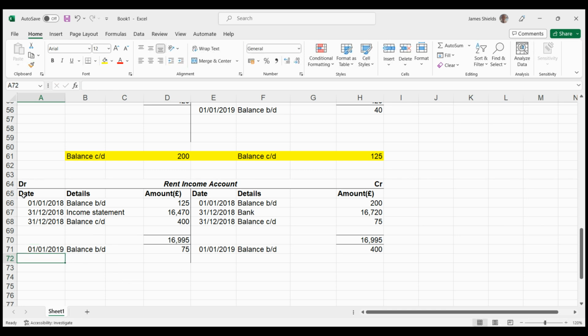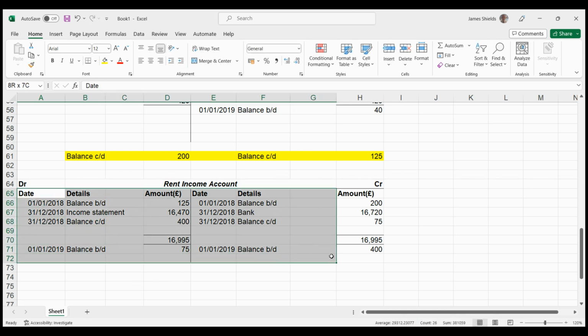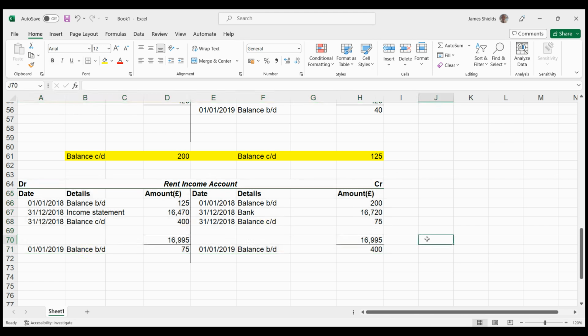So remember, your layouts must be like this if you want to get the full marks in exams. So your layouts must be like that. So there's three examples there to do with prepayment and accrual of income.